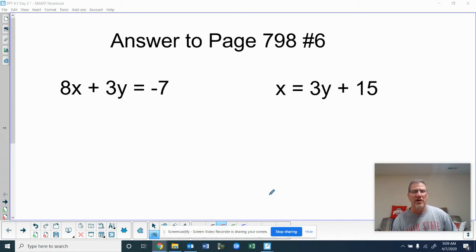You guys did a great job on Monday's assignment doing elimination and substitution. So I just wanted to go over number 6 with you guys from that homework assignment, because that seemed to be the one that gave people the most trouble, and just basically because it didn't come out to nice whole numbers. So I'm going to go over that one with you, and then we'll get into elimination today.